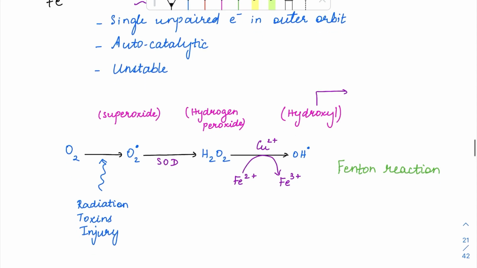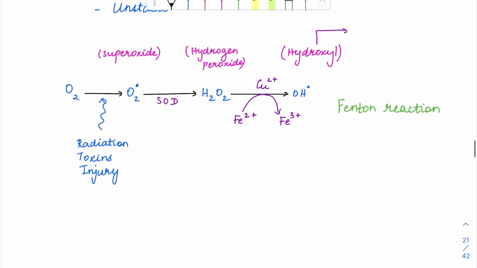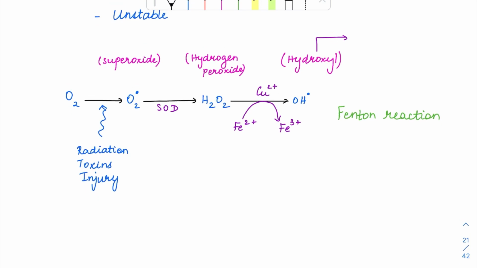So let's see the reaction which happens in free radical formation. It happens during normal respiration also. Normally oxygen is present, right? If there is any toxin or injury or radiation exposure, or even during oxidative phosphorylation, oxygen breaks into superoxide. This O2 dot is called superoxide. This is the first free radical which is formed.